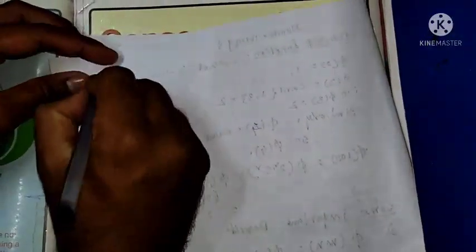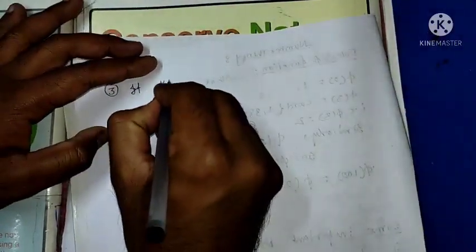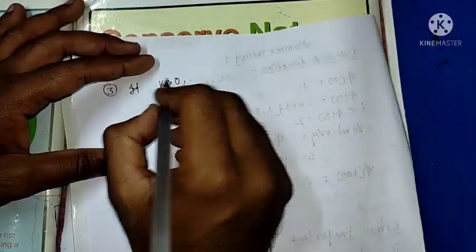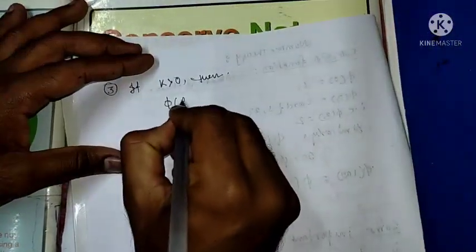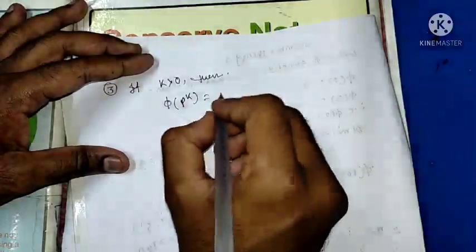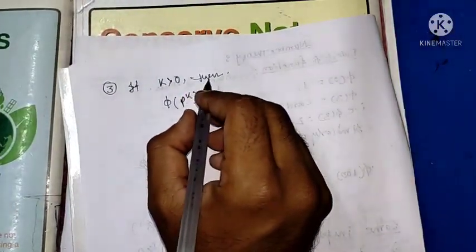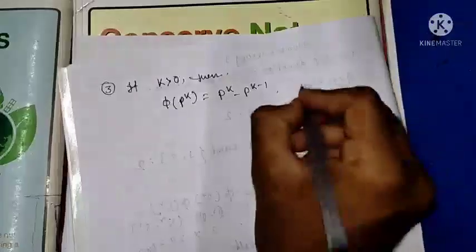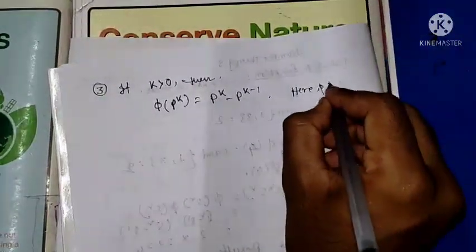Result 3. If k is a positive integer, then phi of p to the power k is equal to p to the power k minus p to the power k minus 1. Here p is prime. P is prime.